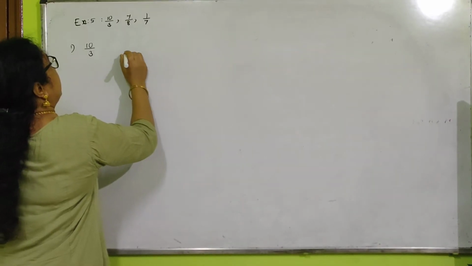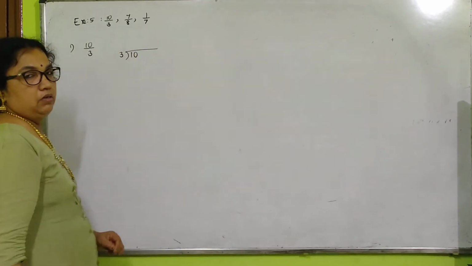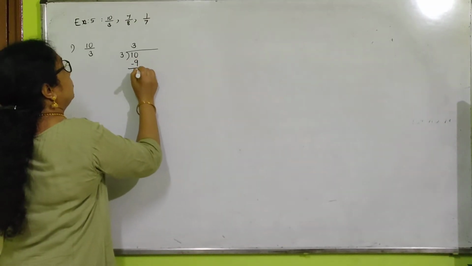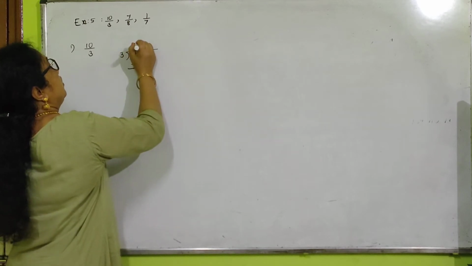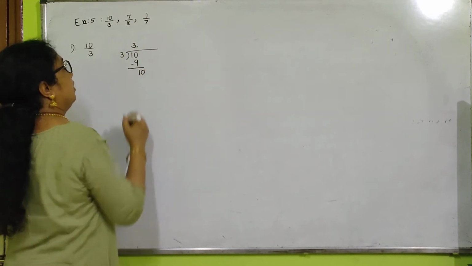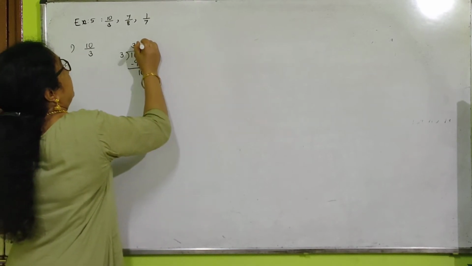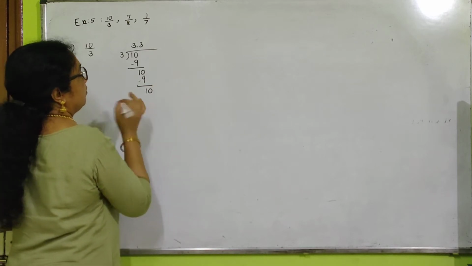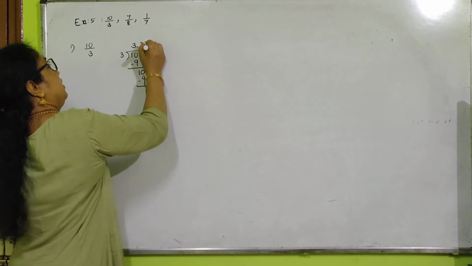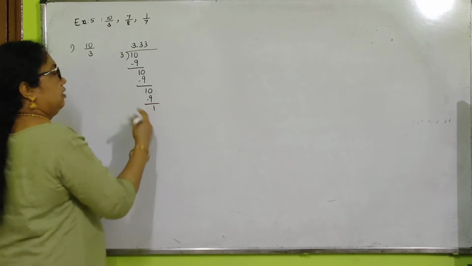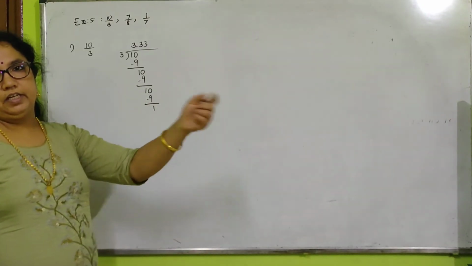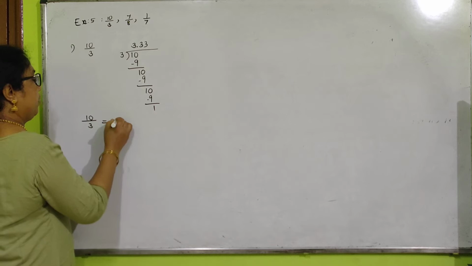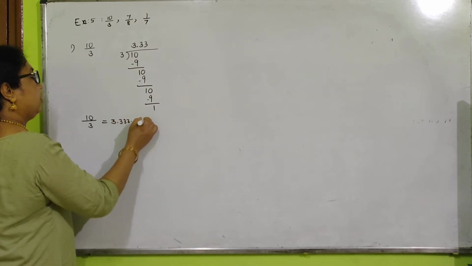So, first divide 10. We know 3 3s are 9. So 10 minus 9 is 1. Now no numbers are there, so you have to put a decimal and put 0 here. Again 3 3s are 9, remainder 1. The remainder is not coming 0, so we keep going like this. The 1 keeps going on, so we keep getting 3, 3, 3, 3. So we get the decimal expansion of 10 by 3 as 3.333 and so on.